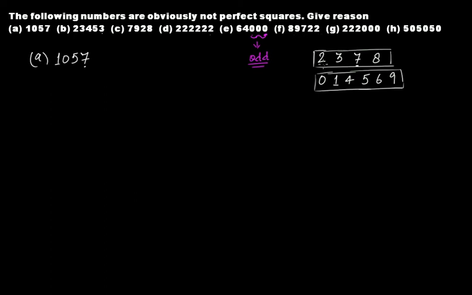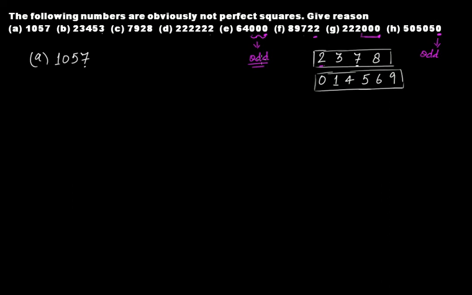Now here, this is 89,722. So it cannot have 2 at its units place. So this is the reason. In this case, again, you have 3 zeros, right? You have 3 zeros. Therefore, it will not be a perfect square. And in this case, again, you have 1 zero at the units place. The number ends with 1 zero. So this is again an odd number. So your number is not a perfect square.